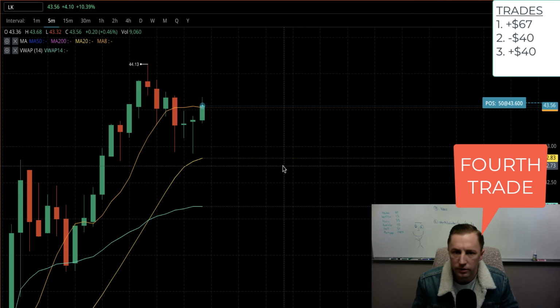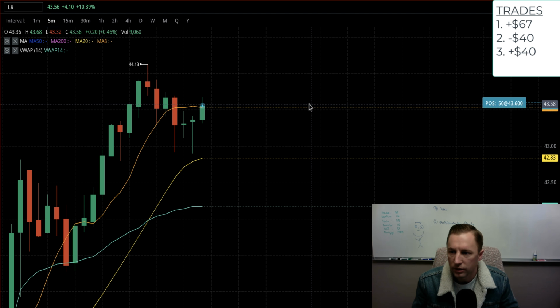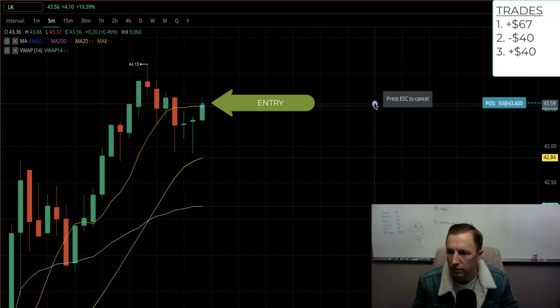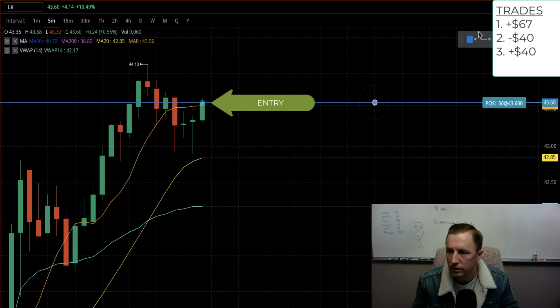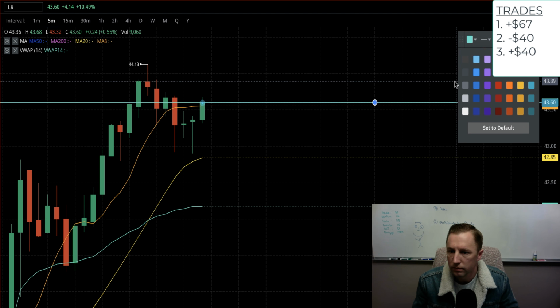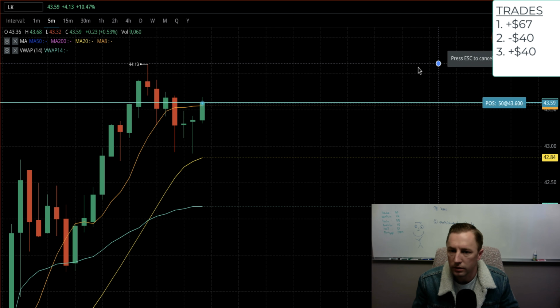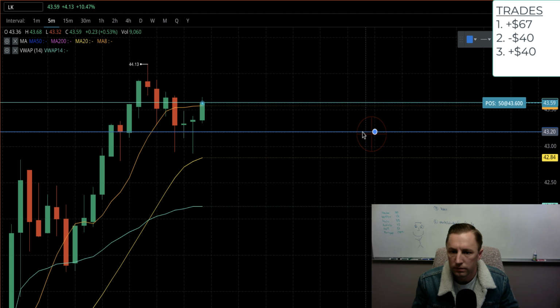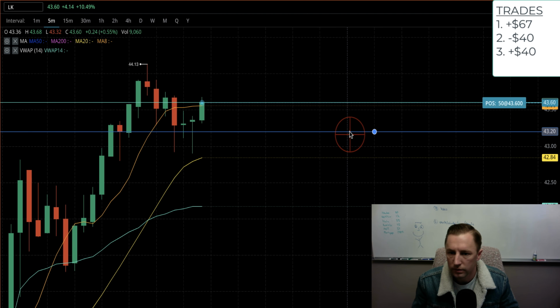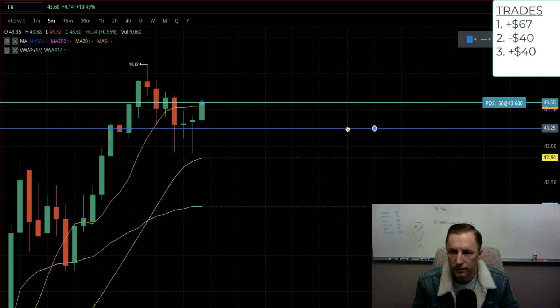Okay, I just entered into ticker symbol LK, looking goofy. Position of 50 shares at 43.60. I do not have my stop loss up yet. Stop loss will be right here, 43.25.